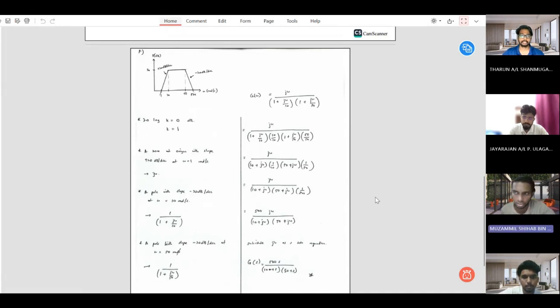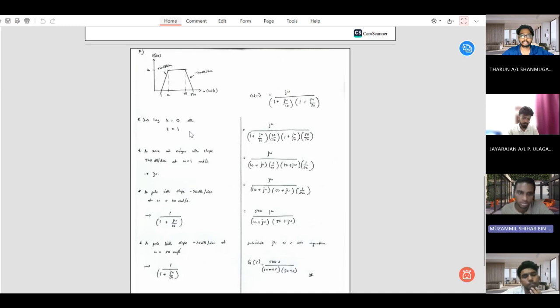All right. This part, part F, means given the plot. My name is Muzammil from BLI12. I will explain starting with the graph given: a zero at origin with a slope of plus 20 dB per decade, which means our K equals 1.